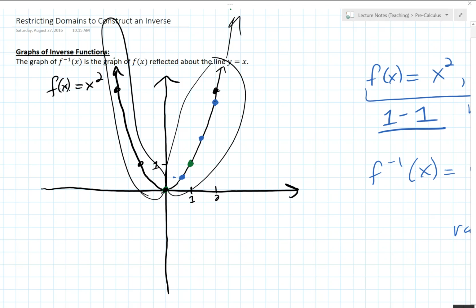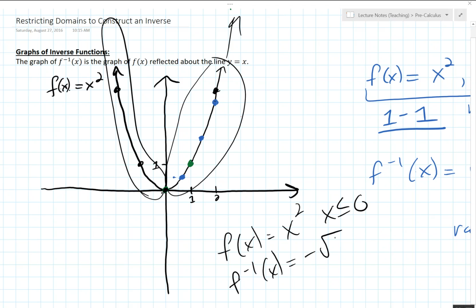So this branch right here actually has an inverse itself. That would be if f of x equals x squared for x less than or equal to 0, its inverse is the negative square root function. So notice that each branch here actually produces an inverse function, because each branch is 1-to-1. So it just depends which one you want to pick, and we always wanted to pick the positive square root, so we're going to pick this right branch here.